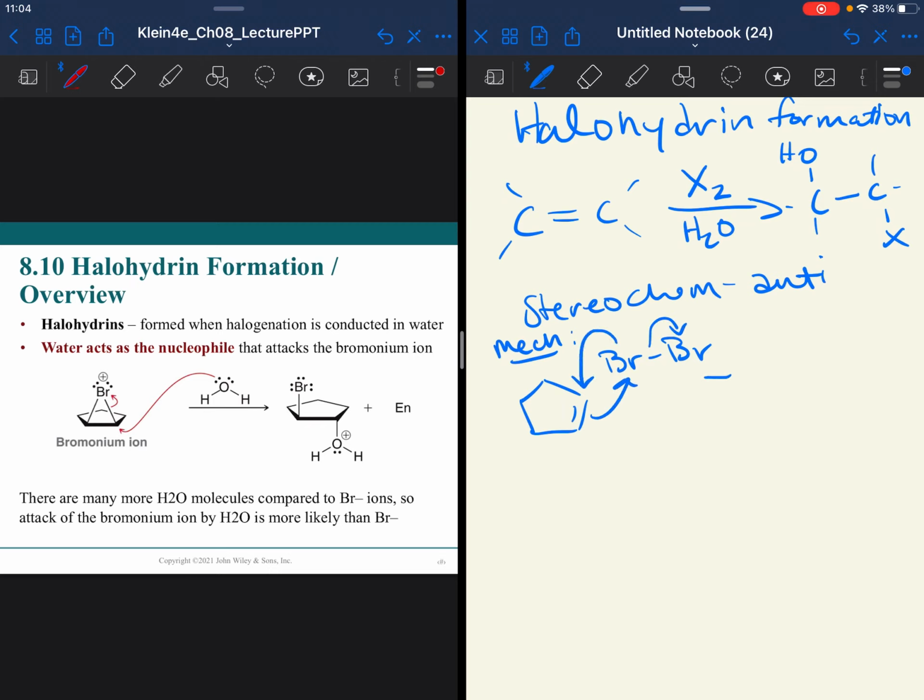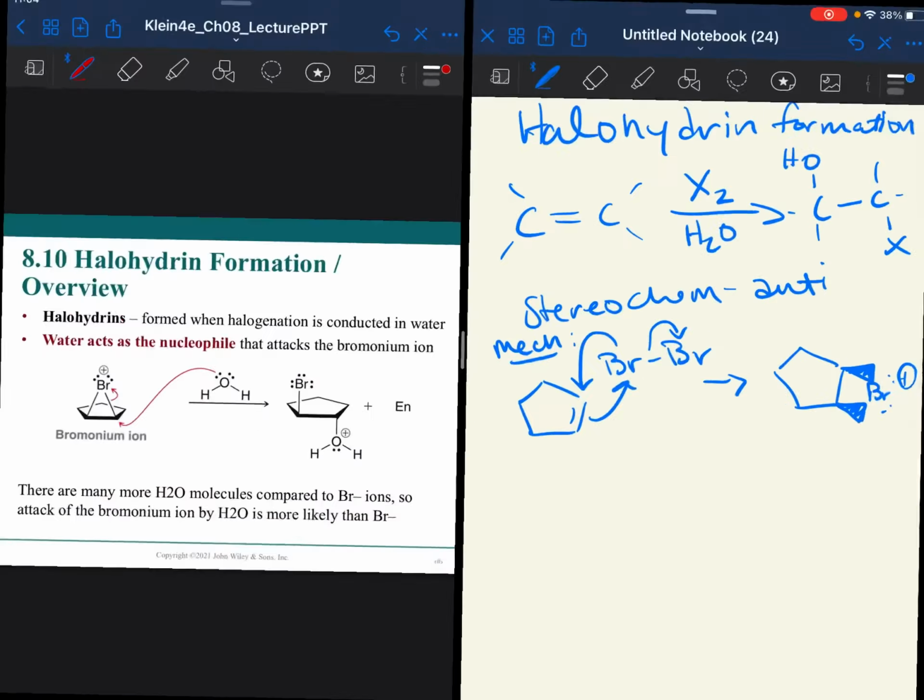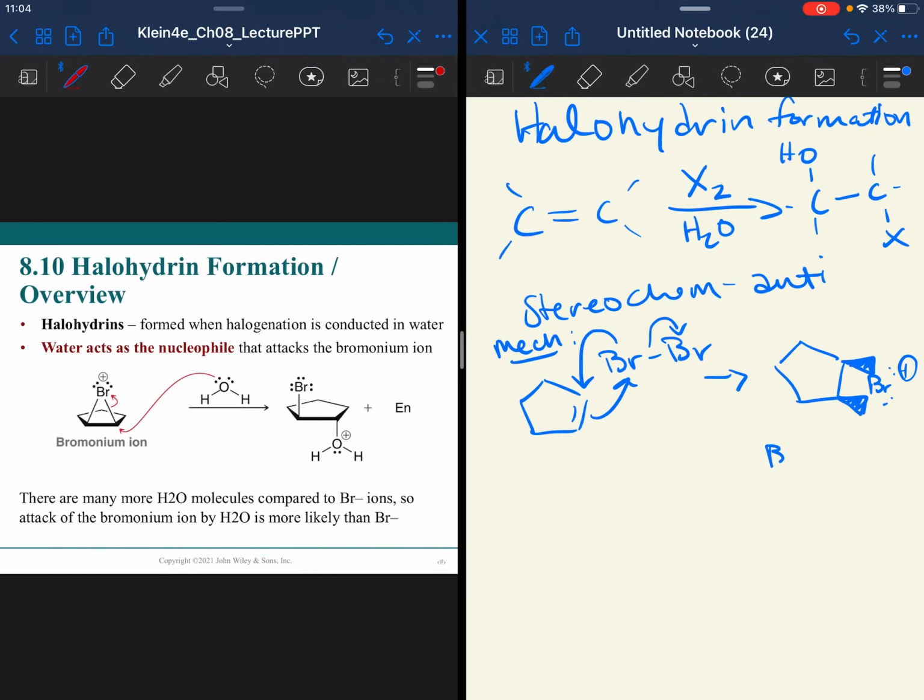This step is exactly the same, right? We form, when we have bromine around, and I'm just using bromine, chlorine would work the same, you are going to make a little bromonium ion, just like we did in the last reaction. You have bromide around, but what is going to happen to bromide in water? Bromide is going to be solvated, right?